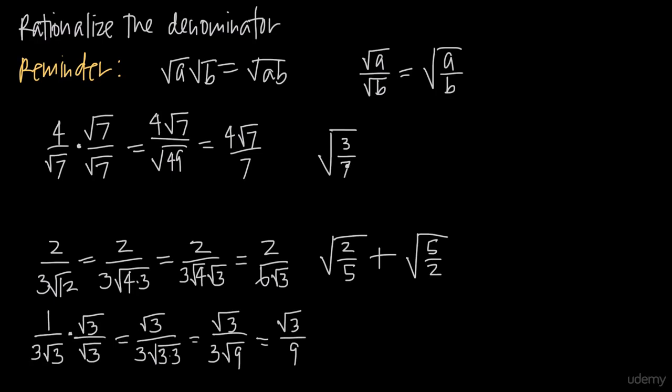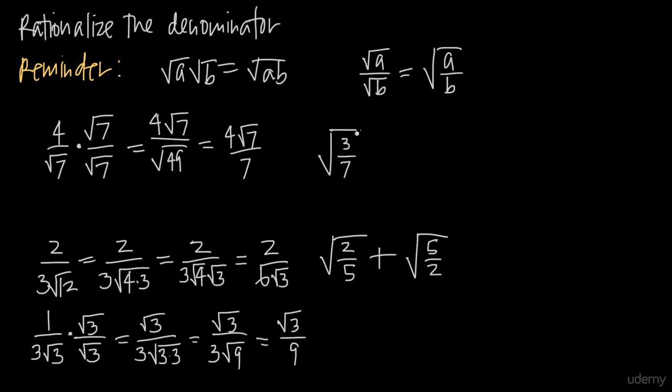Let's do 2 more examples here. In this example, we have the square root of 3 over 7. So in our first 2 examples, we just had a square root in the denominator. Now we're taking the square root of the entire fraction. This is where the quotient theorem comes in, and this is the quotient theorem up here.